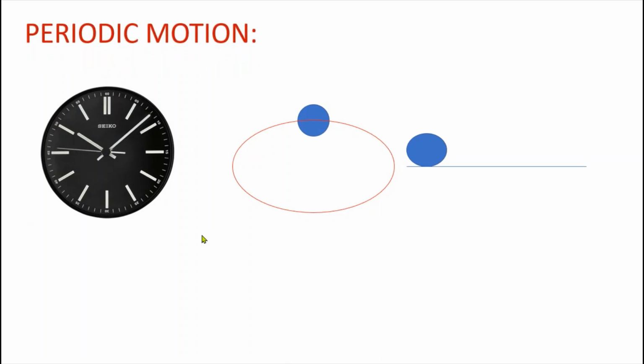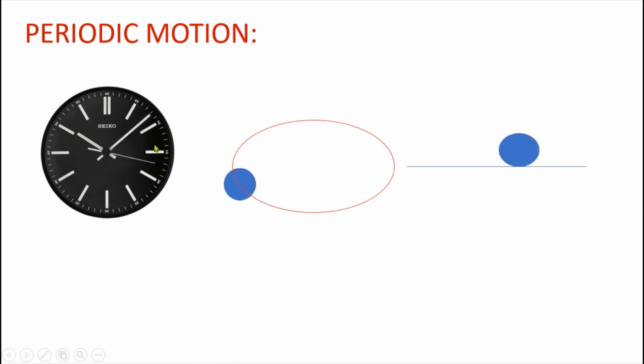Now periodic motion. Here the hand of the clock is rotating. Here a body is rotating in a circular path, and here the body is moving in a straight path. That is, in this case the second hand of the clock is rotating, and here a body is also rotating.